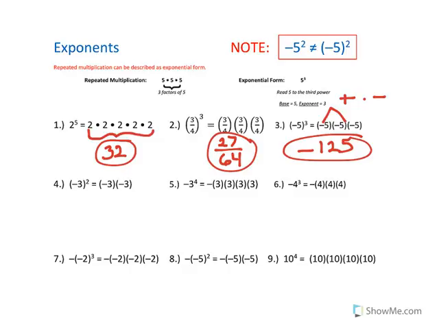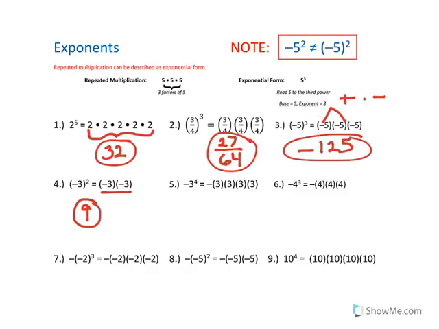Here we have negative 3 squared. The negative 3 is inside the parentheses. Therefore, it's going to be negative 3 times negative 3, and that's going to be a positive 9. If the exponent outside of the parentheses is even, then the product is going to be positive.